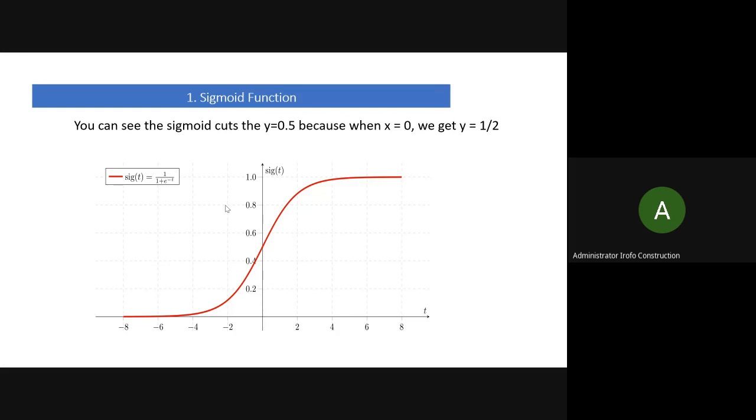And that's one thing we need a lot, because we don't want the activation to produce just any value at all. It should produce values in a specific range, and that range is between 0 and 1. So that's something about this sigmoid function.